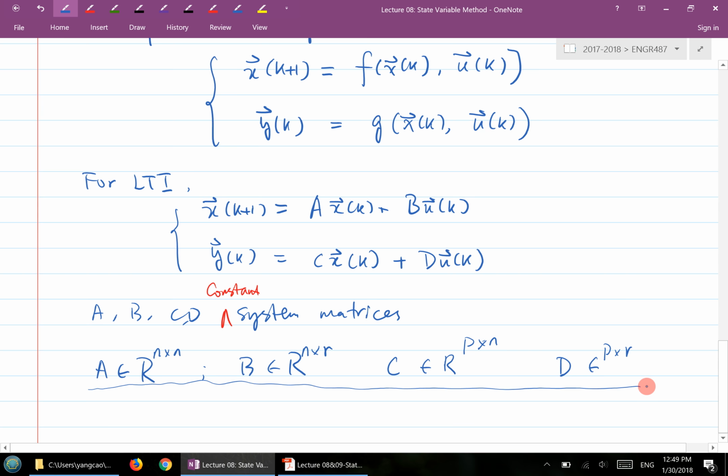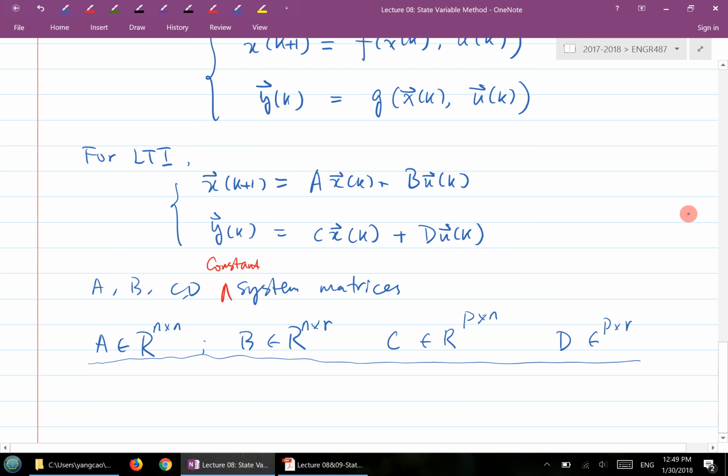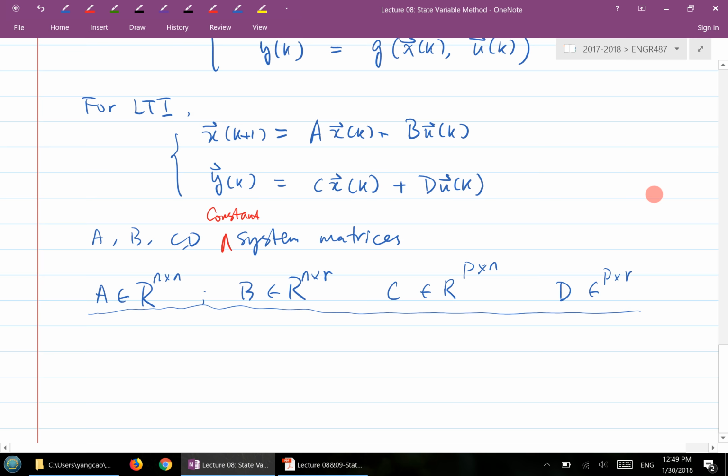So the system matrices need to be consistent in order to carry out the multiplications. If your system is single input, single output, then you could just replace r with 1 and p with 1, and you get your single input, single output system.